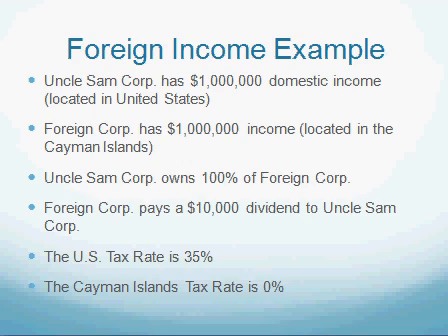In this example, Uncle Sam Corporation has $1 million of domestic income. Foreign Corporation has $1 million of income. Uncle Sam Corporation owns 100% of the foreign corporation located in the Cayman Islands. Foreign Corporation pays a $10,000 dividend to Uncle Sam Corporation. The U.S. tax rate is 35%. The Cayman Islands tax rate is 0%.